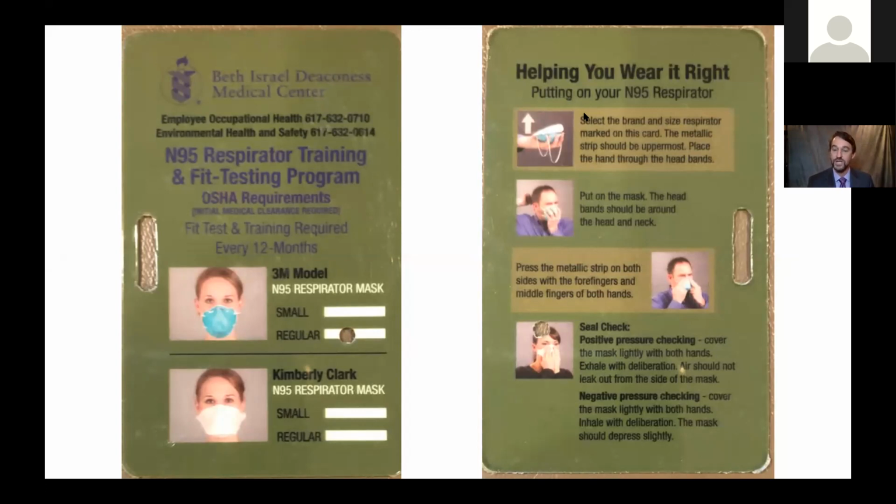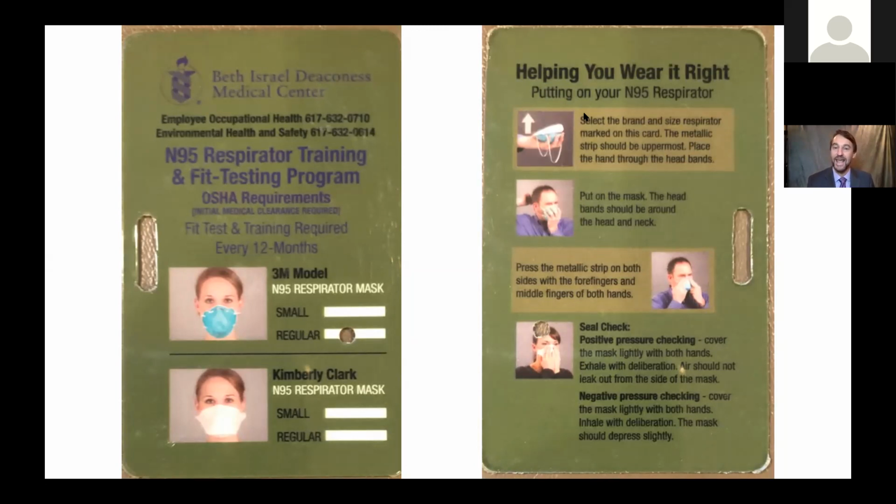The positive pressure check is when I put my hands or clean gloves over my mask and I exhale and I see if any air leaks out the side of the mask. The negative pressure check is when I put the hands over my mask and I inhale quickly, and then I see whether the mask slightly depresses, but I shouldn't feel any air rushing in.